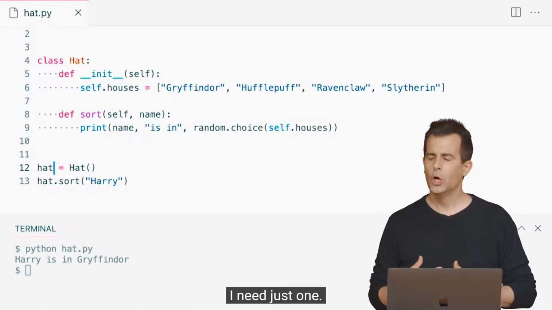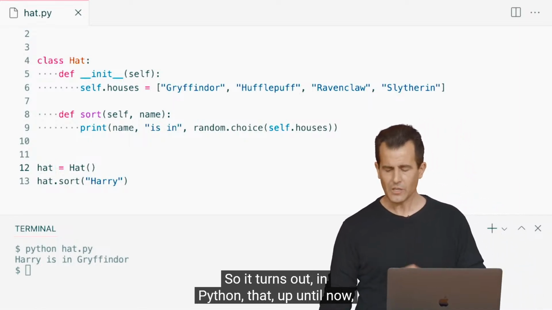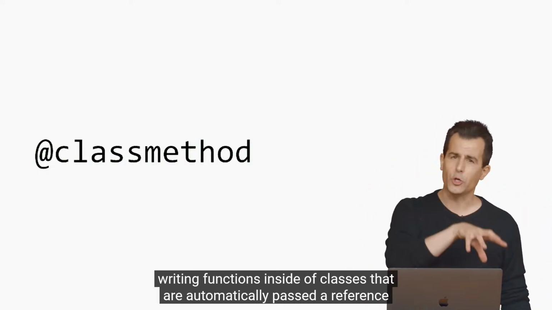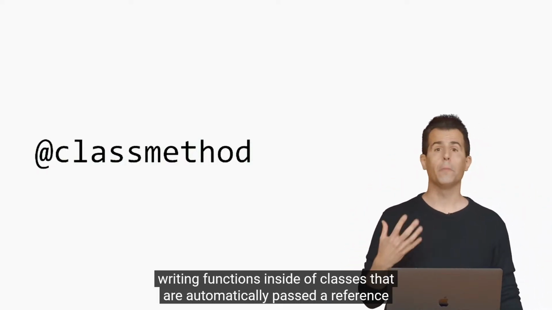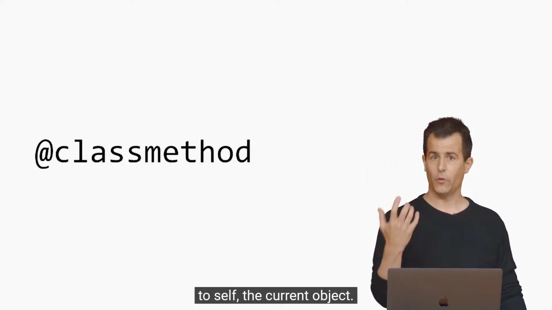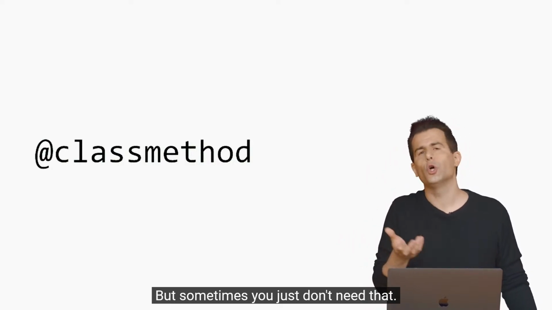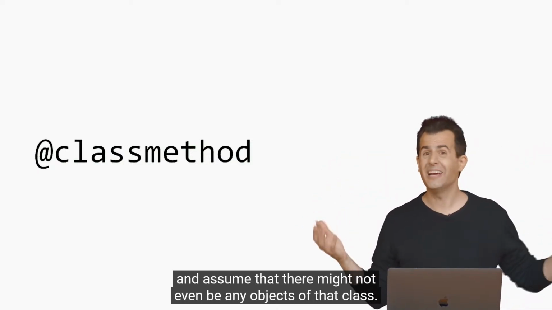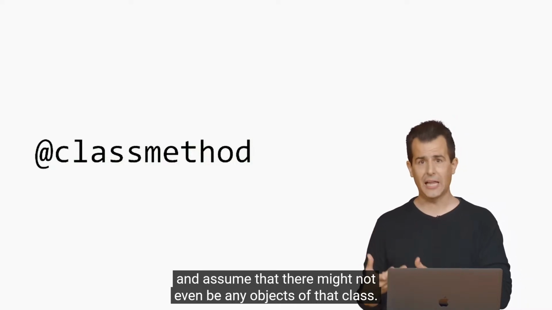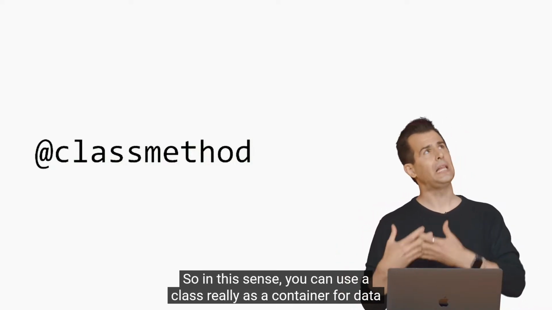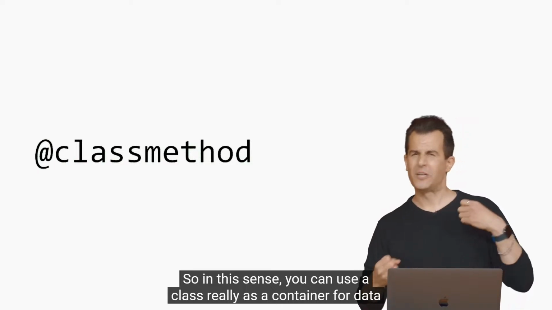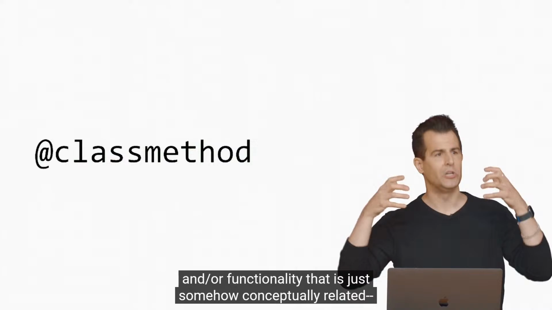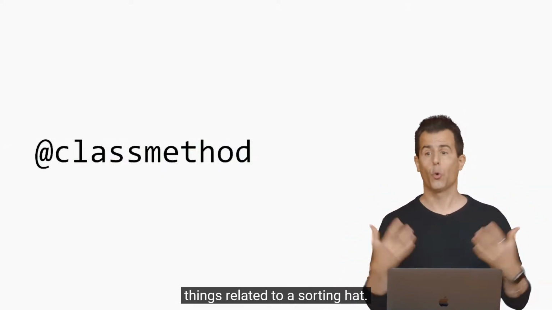I need just one. So it turns out in Python that up until now we've been using, as I keep calling them, instance methods, writing functions inside of classes that are automatically passed a reference to self, the current object. But sometimes you just don't need that. Sometimes it suffices to just know what the class is and assume that there might not even be any objects of that class. So in this sense, you can use a class really as a container for data and or functionality that is just somehow conceptually related. Things related to a sorting hat.